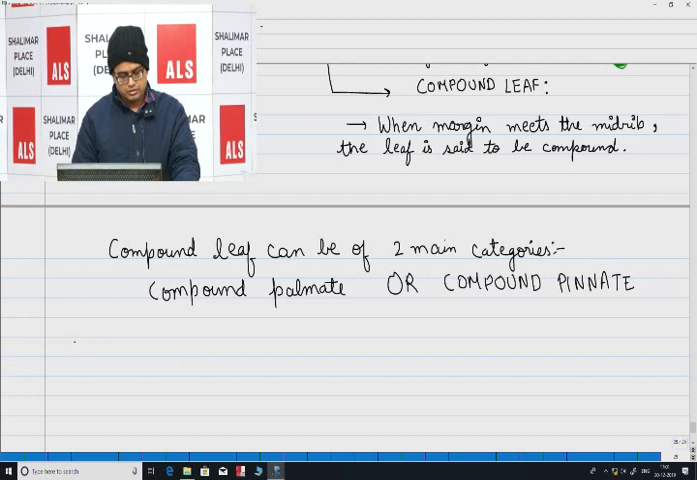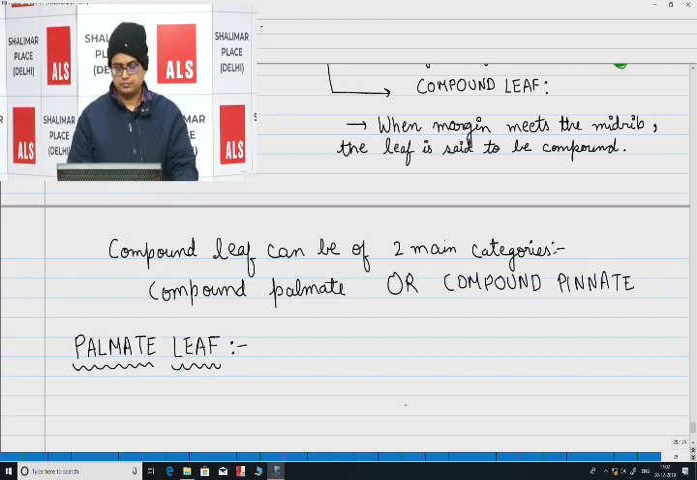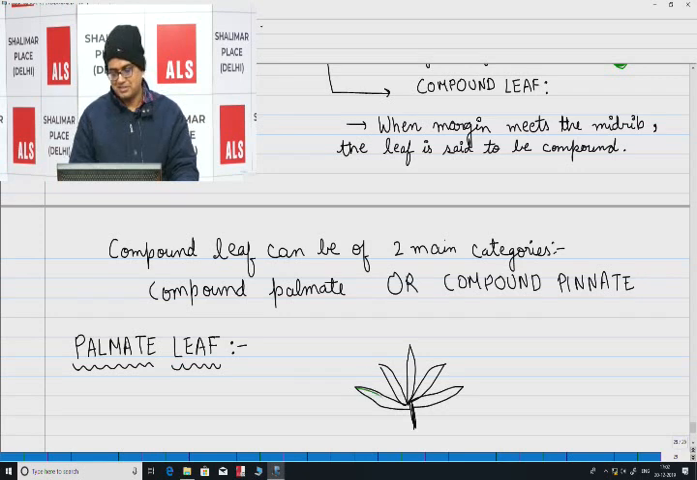So let's discuss palmate leaf. Some people will say I'm drawing cannabis. Probably when you watch this video later, a cannabis leaf kind of looks like this, right?